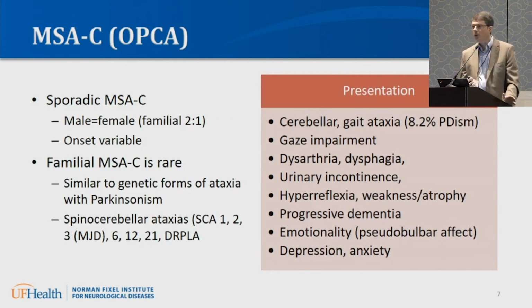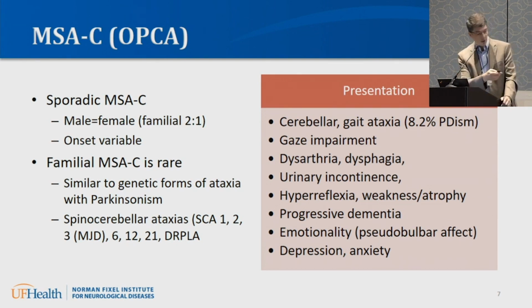So let me say just a few words about this cerebellar type, or what we call multiple system atrophy C. Most often this is a sporadic disease, okay? There's a bit closer to an equal male to female predominance. The onset is somewhat more variable. You can have both the cerebellar features as well as Parkinson's mixed in there.